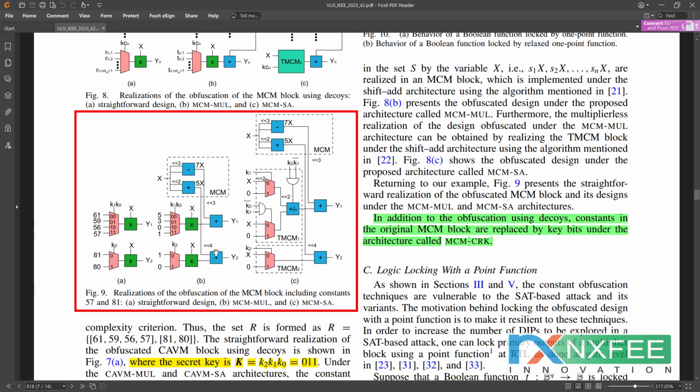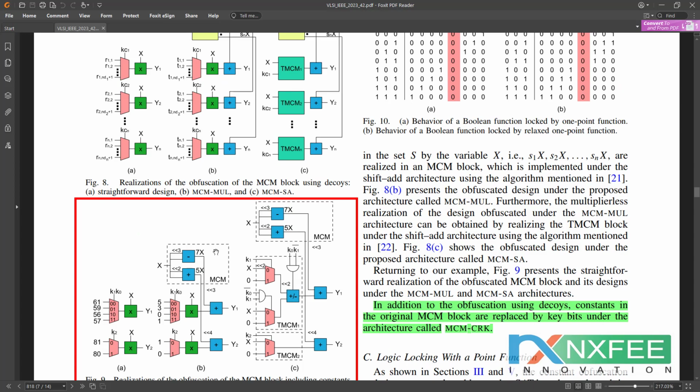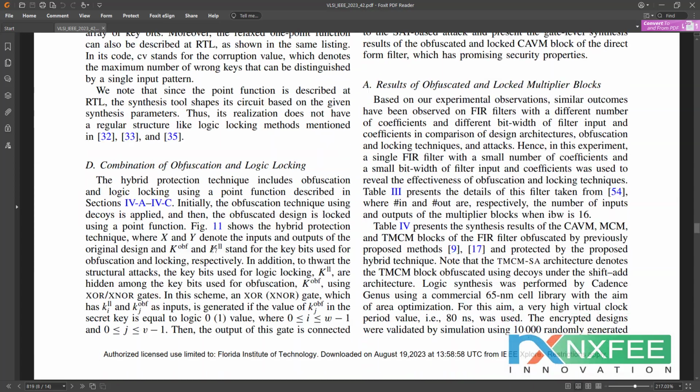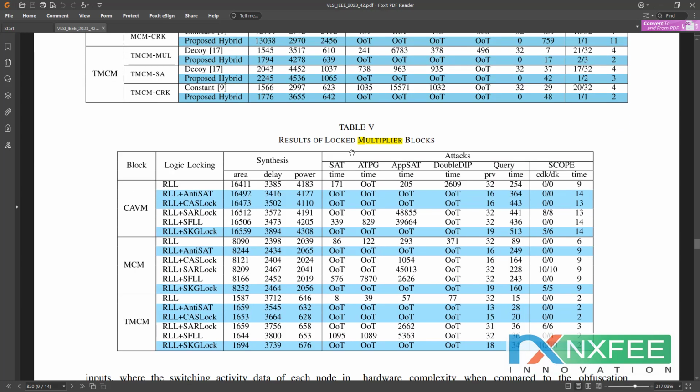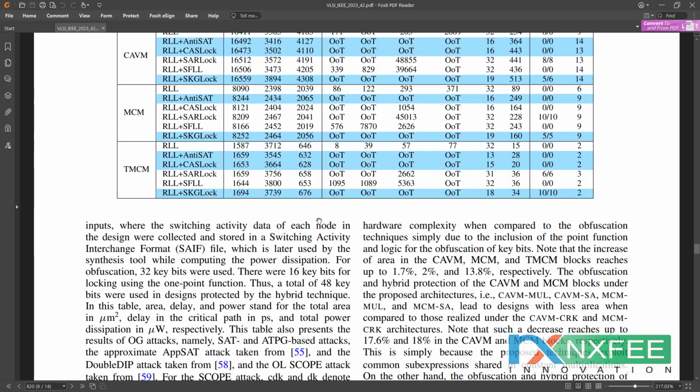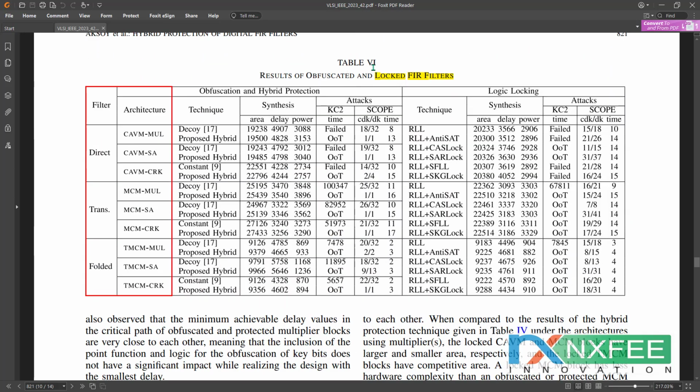So here the TMCM architectures are not given in the paper, but there are comparisons of multipliers and also of the multiplier blocks. Here is table 4, the final multiplierless FIR filter comparisons. Here they compared the direct form, which comes with 3 comparisons: CAVM mult, CAVM SA and CAVM CRK, and the transpose form and folded form. Totally 9 comparisons were given here.